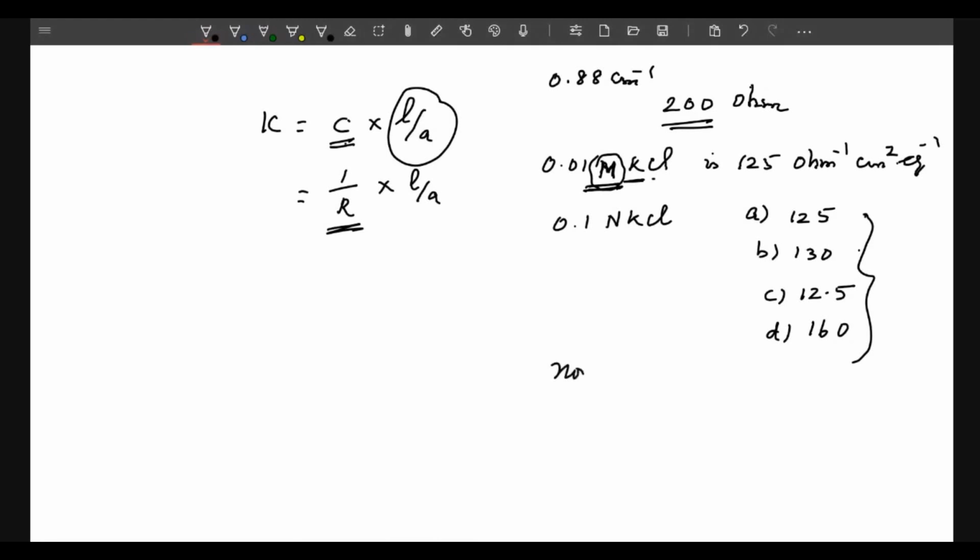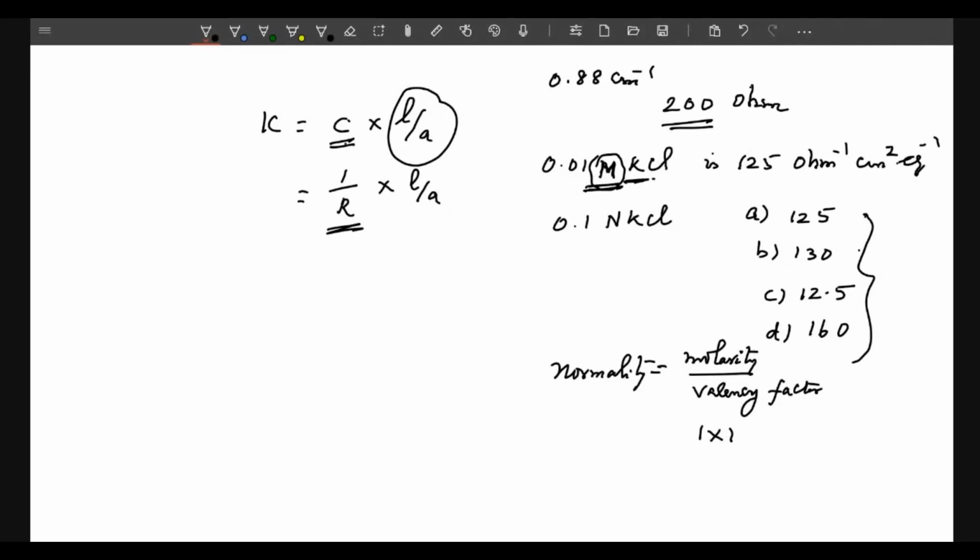Normality is equal to the molarity divided by valence factor. Yesterday I gave you the valence factor. Valence factor is the number of ions present. Take any one of these, either cation or anion. Number of ions present in the formula, one ion is present, into what is its valency? 1. Therefore, 1 into 1. This is the molarity conversion to normality. For a 1 is to 1 electrolyte, molarity is equal to normality.